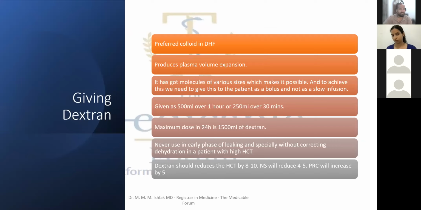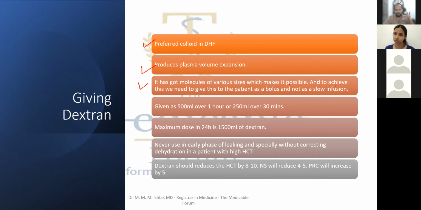So regarding giving dextran, the preferred colloid in DHF is dextran. It produces plasma volume expansion. It has got molecules of various sizes, which makes it possible. What this means is that the molecules have various sizes, which gives it the possibility to make a conglomerate structure that holds all the water inside. So it is a volume expander. That is why we need to achieve this.